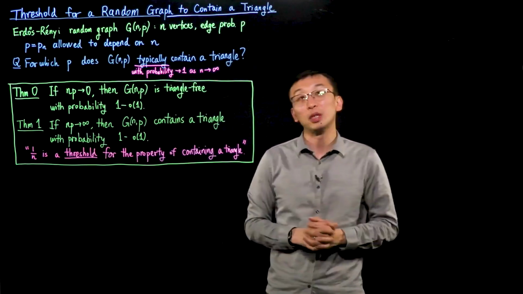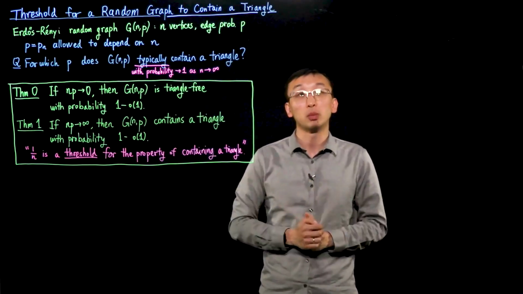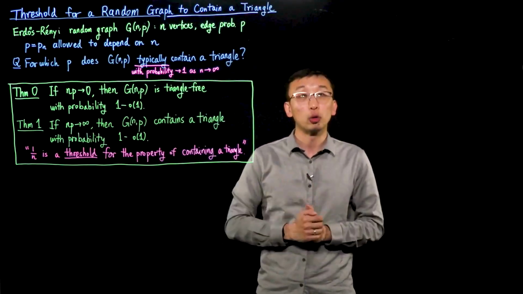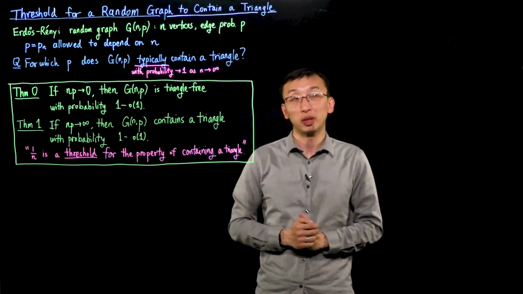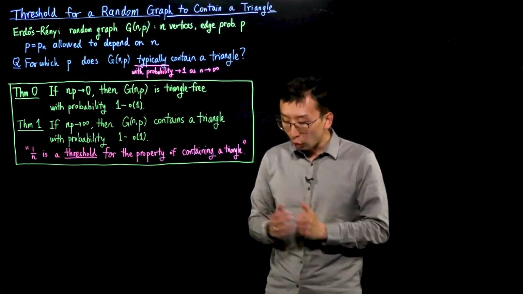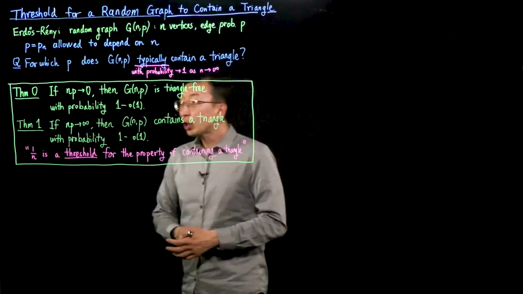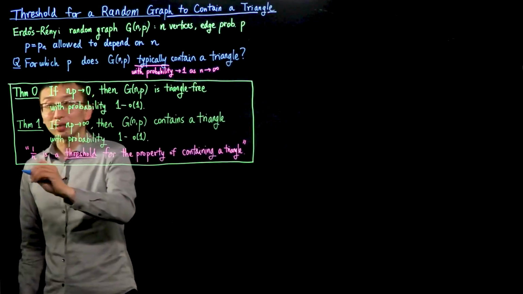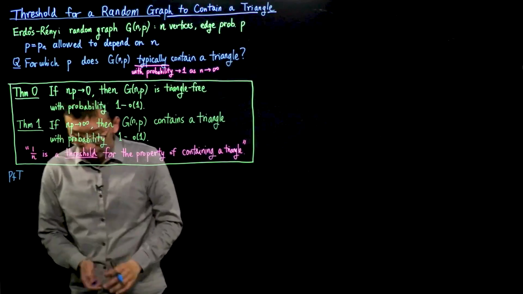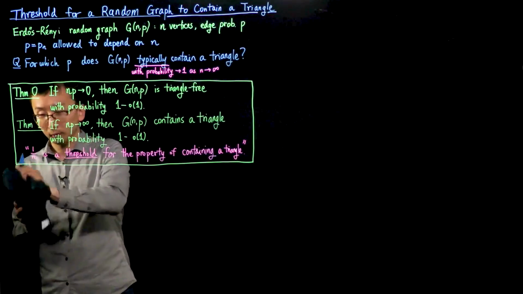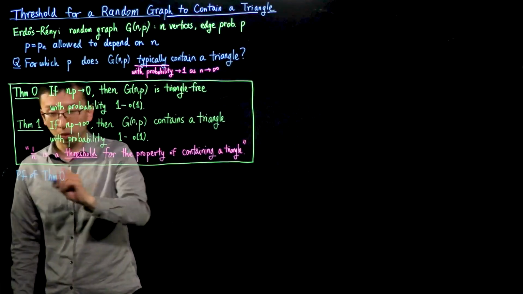This type of statement is widely studied in combinatorics and in probability, and understanding how to establish and prove these types of statements is some of the bread and butter of probabilistic combinatorics. So in this video, let us prove the statement in this box. Let's start with the easier direction, which in this case is the first statement, Theorem 0. So let's prove Theorem 0.